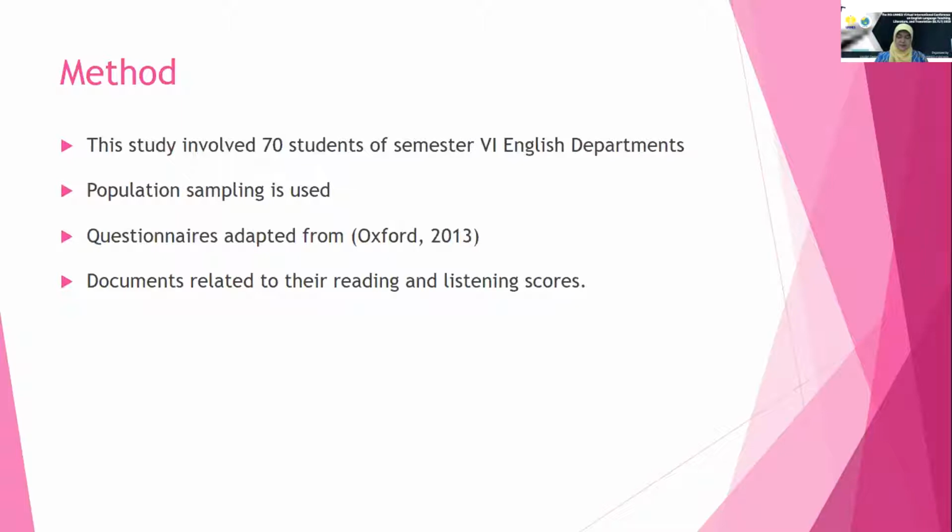So what we did is we involved 70 students of semester 6 in the English department. We used population sampling, in which we took all our students in semester 6, and then we distributed the questionnaire which we adapted from Lightbown and Spada, and then we matched the documents related to their reading and listening scores with their responses to the questionnaire.